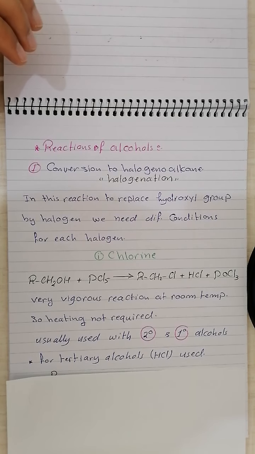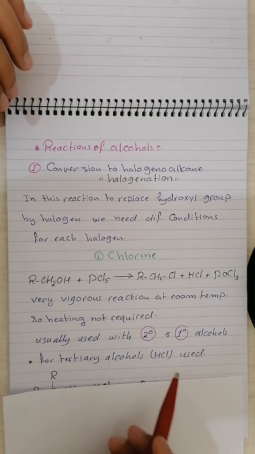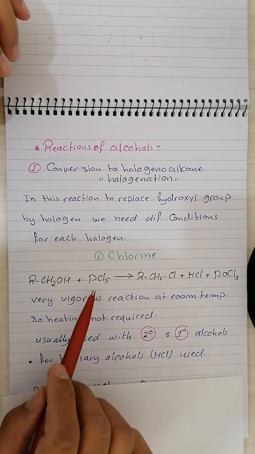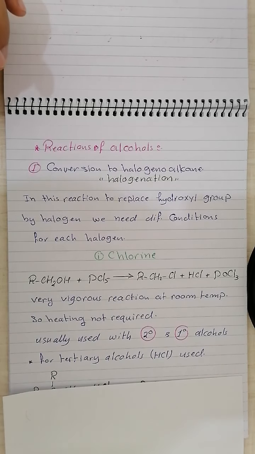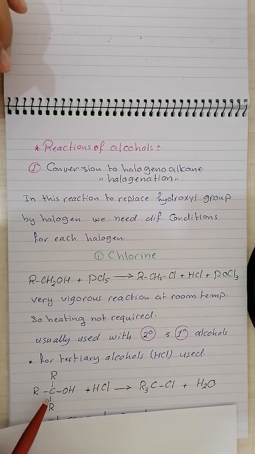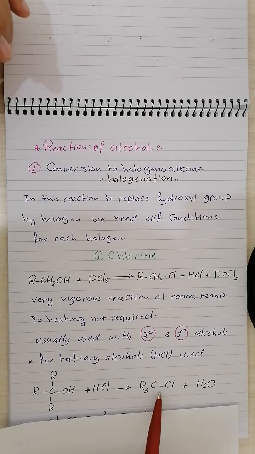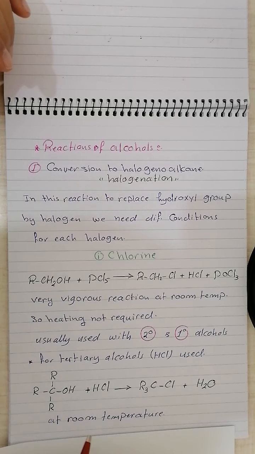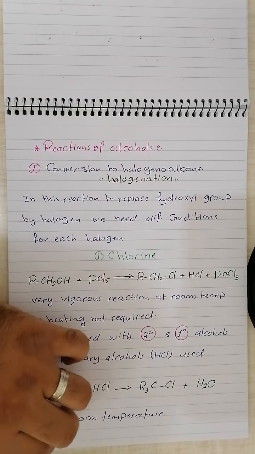For tertiary alcohols, HCl is used, not phosphorus pentachloride. We will use hydrochloric acid. This tertiary alcohol with hydrochloric acid will give us chloroalkane and water, and again it occurs at room temperature.